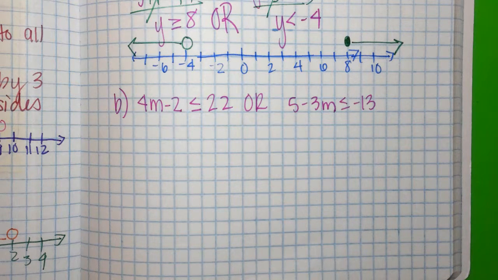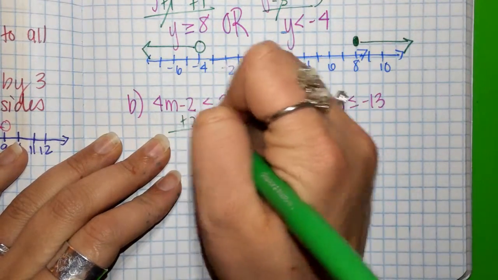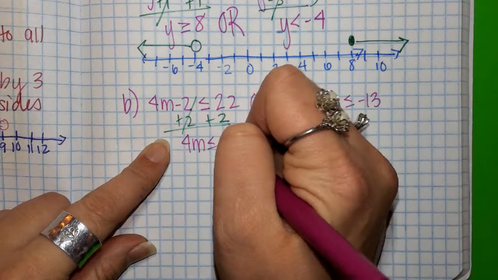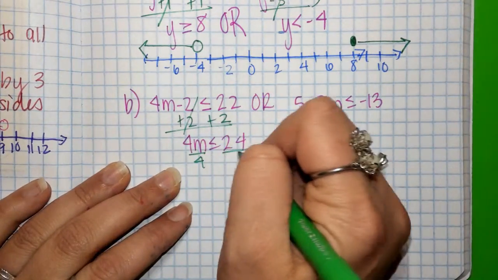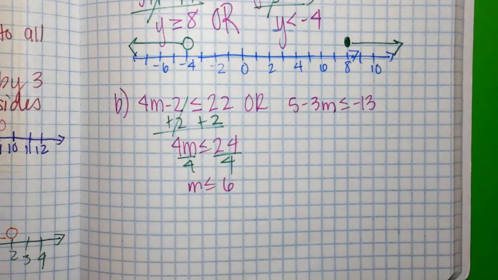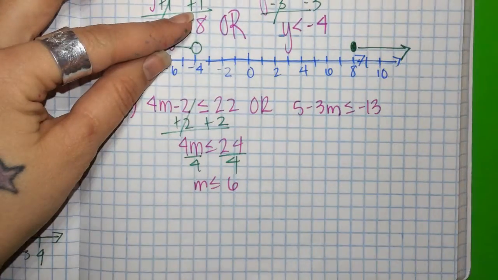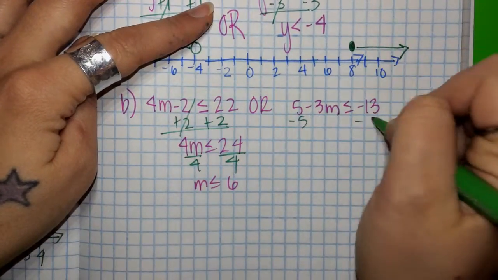Alright, so hopefully you have solved it by now. On the first one, you added 2 to both sides, and you got 4m is less than or equal to 24. Then divide by 4, and you got m is less than or equal to 6. Who got that part right? Good job. All right, now from here, we need to move this 5. How would we move that positive 5? Subtract it.